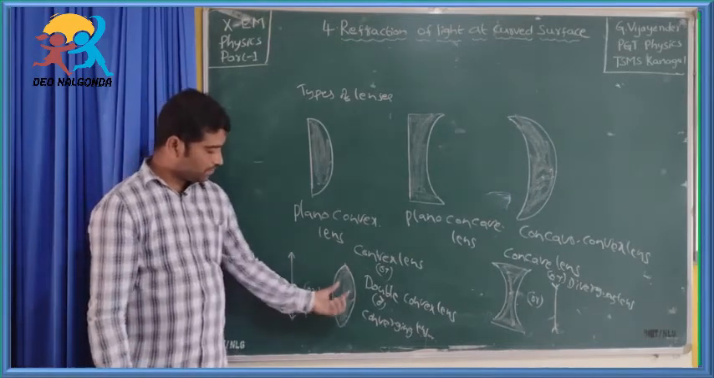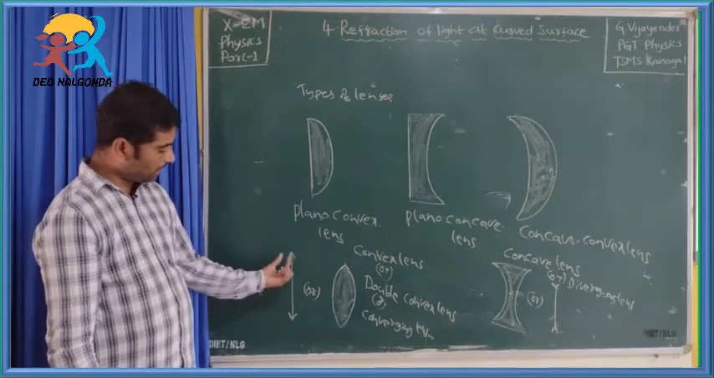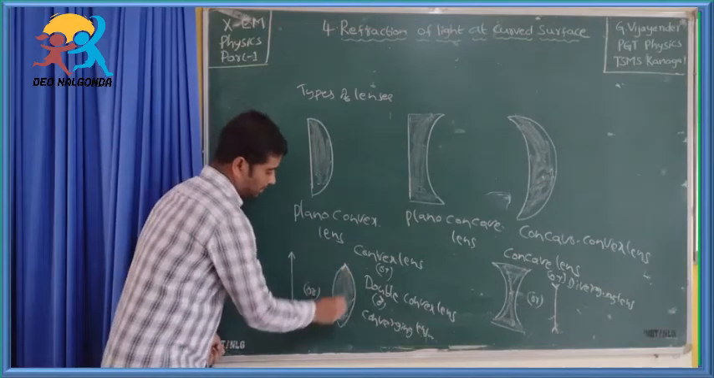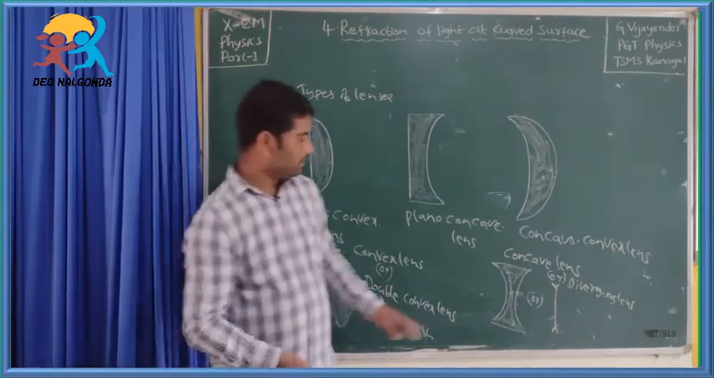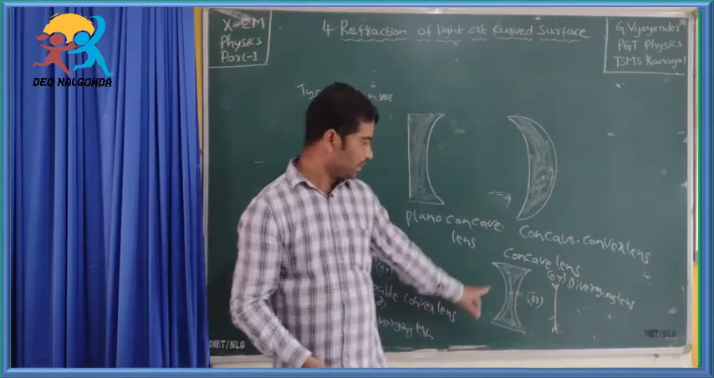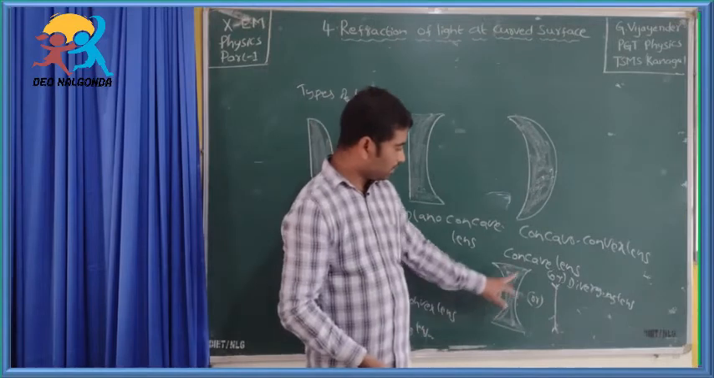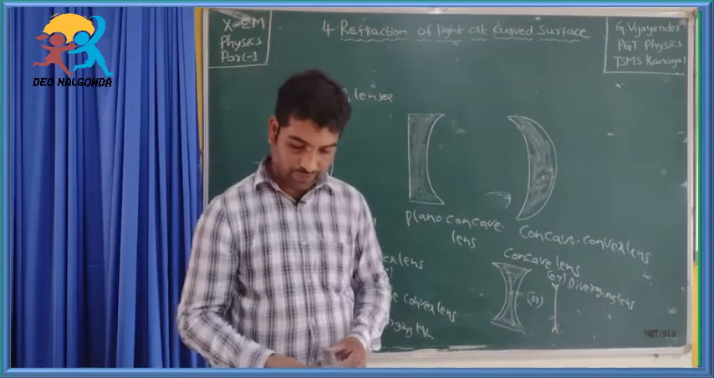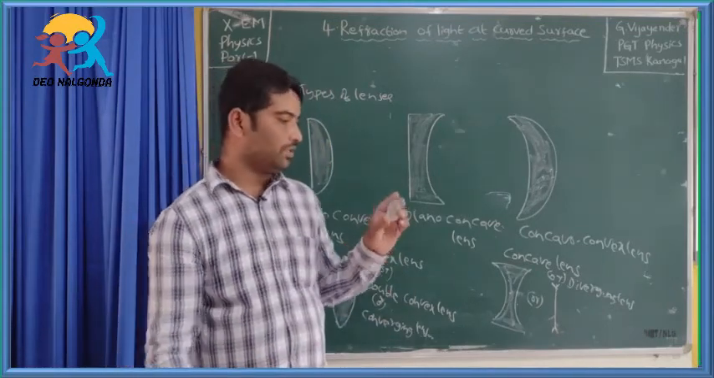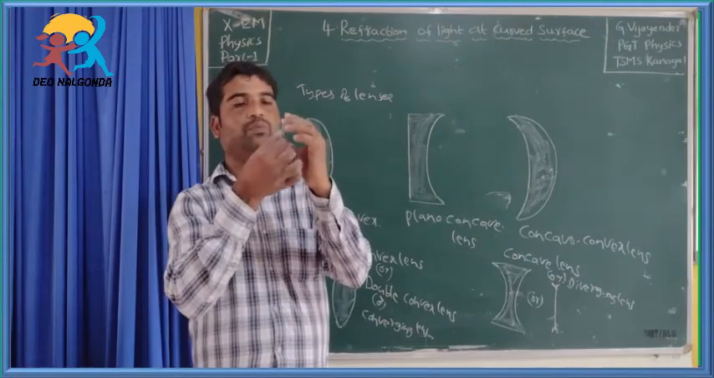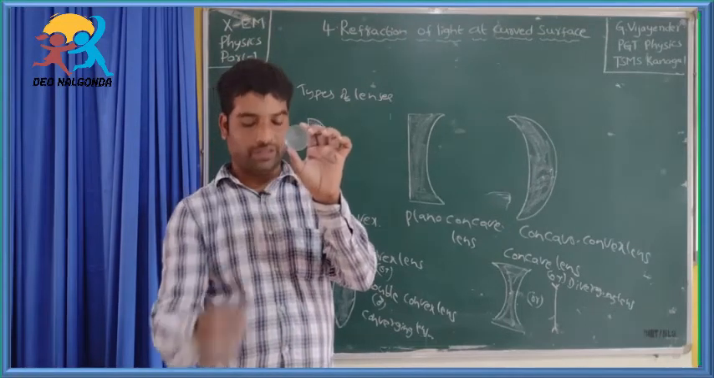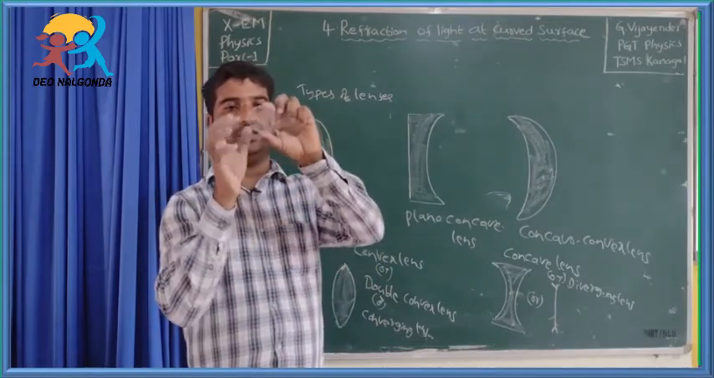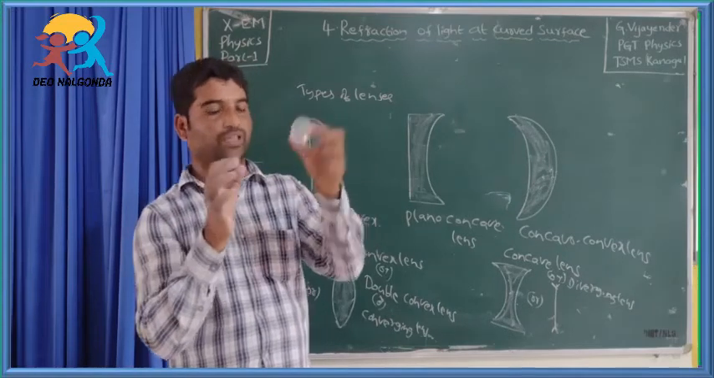This convex lens can be denoted by drawing a vertical line and outward arrow marks. If both surfaces are concave, then the lens is called a concave lens, double concave lens, or diverging lens. Mainly we study the convex lens and the concave lens. This is the convex lens, where both surfaces are convex in shape. This is the concave lens, where both surfaces are concave in shape.